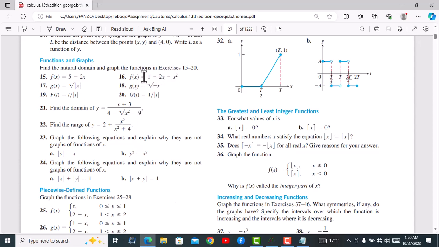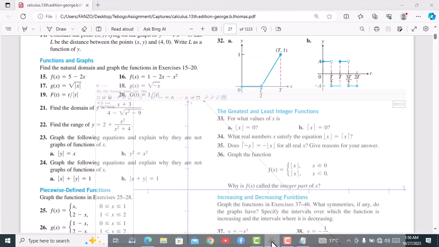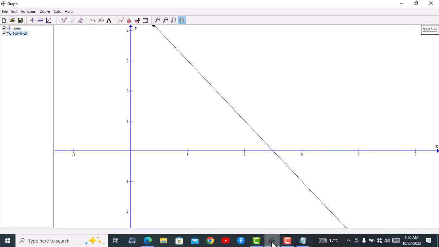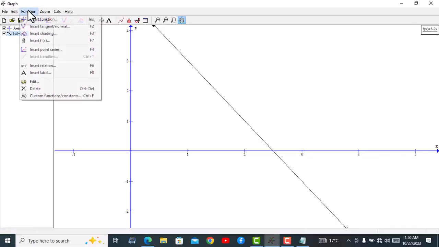Let's look at this quadratic parabola that we have there, where the coefficient of x squared is negative. So this is 1 minus 2x minus x squared. Let me just do this.